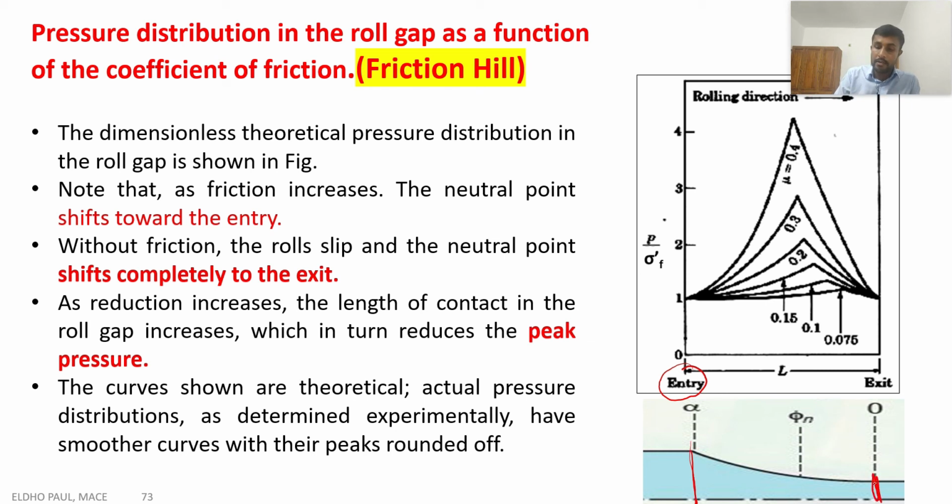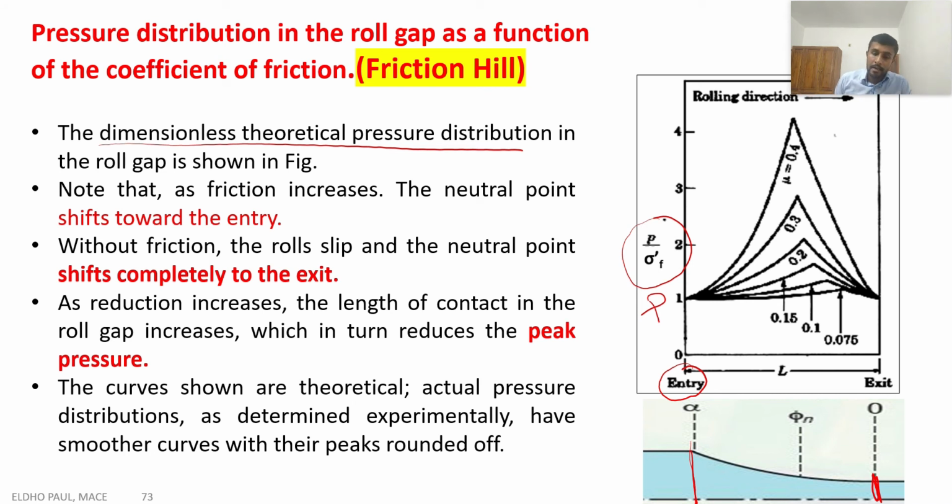Rolling is ending here. Okay, and here when we see the distribution of the pressure and the coefficient of friction, we use P by sigma dash f. This is called a dimensionless theoretical pressure distribution. Here, instead of using P alone, we divide by sigma dash f. This is actually for neglecting the effect of the material. If we use P alone, then there will be a factor of material, that is the strain hardening etc., that may affect this distribution. So we use a dimensionless pressure distribution, that is P by sigma dash f.